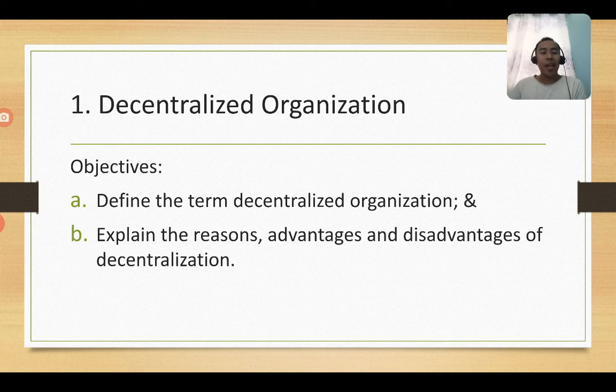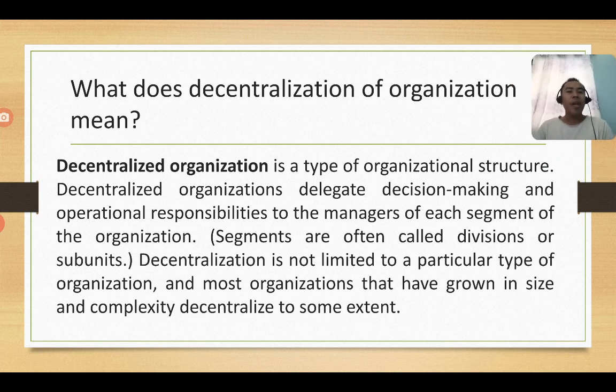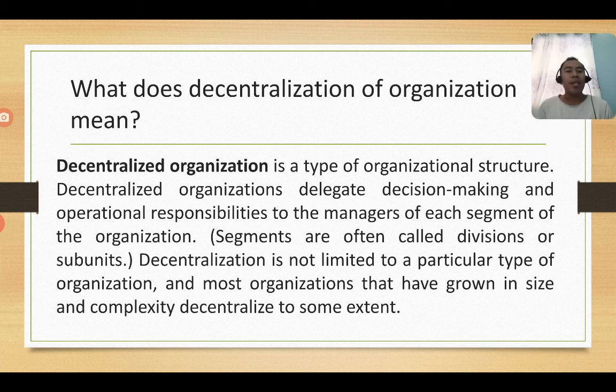So this is about decentralized organizations. We will define the term decentralized organization and explain the reasons, advantages, and disadvantages of decentralization. The question is, what does decentralization of organization mean? So why do organizations decentralize their operations? Decentralized organization is a type of organizational structure. Decentralized organizations delegate decision making and operational responsibilities to managers of each segment of the organization. Segments are often called divisions or subunits.